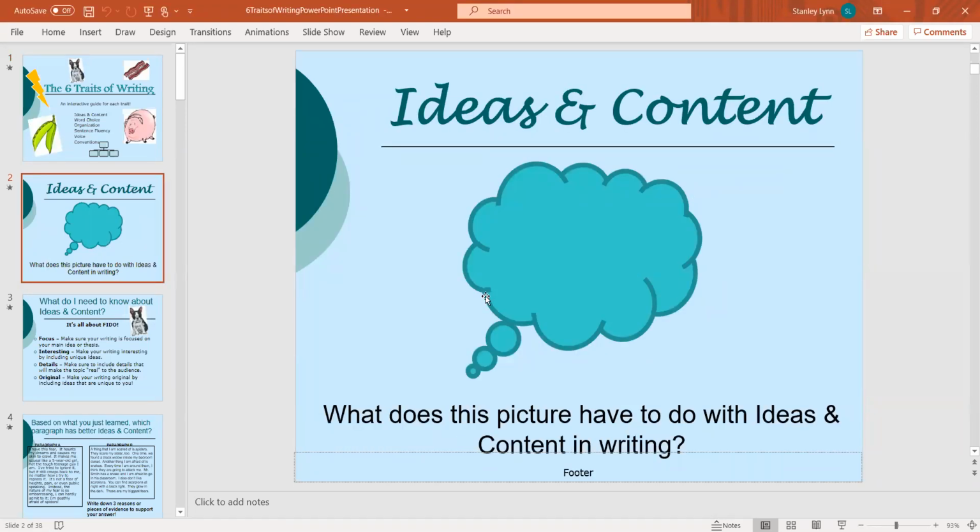What does this picture have to do with ideas and content in writing? All right, we know that you're supposed to put your ideas on paper. It's called brainstorming. And the page, yes, it should look very messy when you're finished brainstorming, because you put ideas down, you think about it for a while, you remember something that's more important, you're going to scratch it out or exit out or whatever and rewrite your new idea, okay?